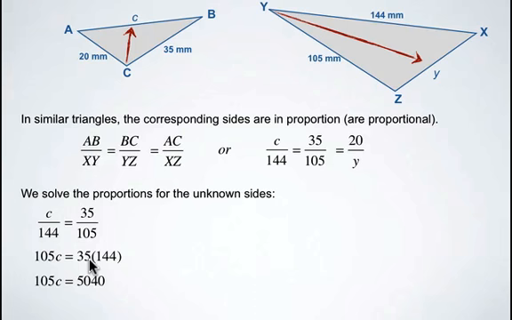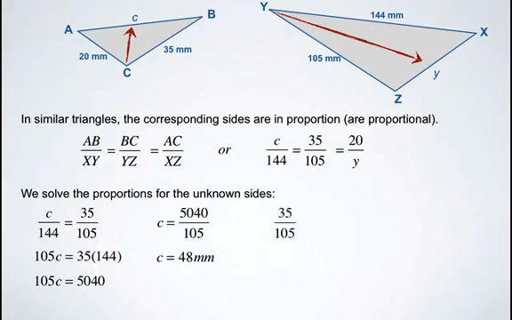Now to isolate C, or to get it all by itself, you need to divide by 105. So we've got 5040 divided by 105, which gives us a value of 48 millimeters for side length C.